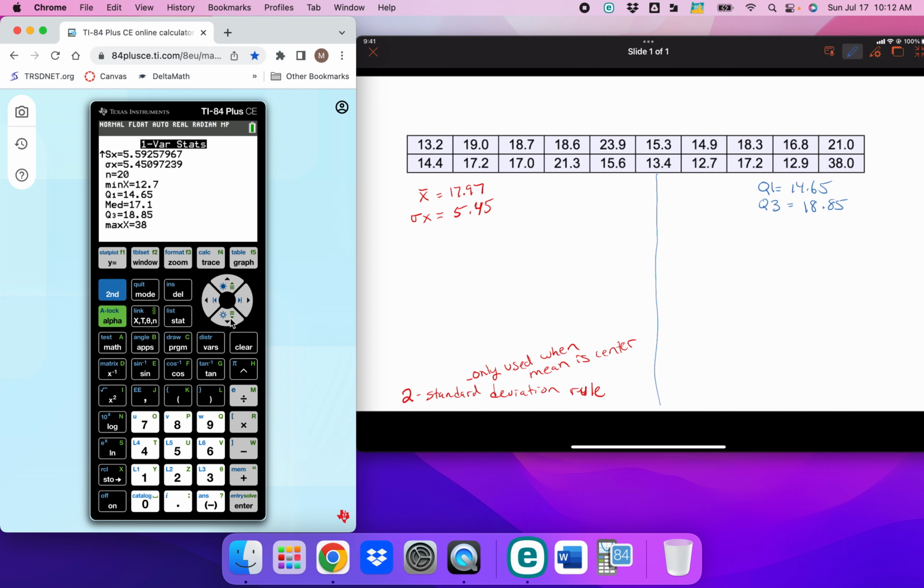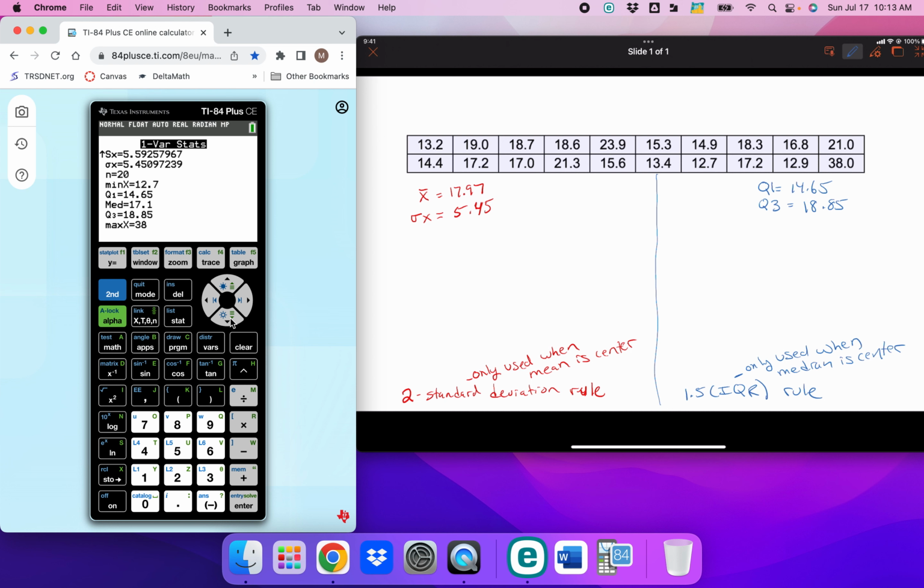When you are using median, we'll use the 1.5 times IQR rule. So only use it when the median is the center. Do not try to use 1.5 IQR if you are using the mean, because it doesn't make sense, because we do not use quartiles when we're using the mean. We only use quartiles when we're using the median.